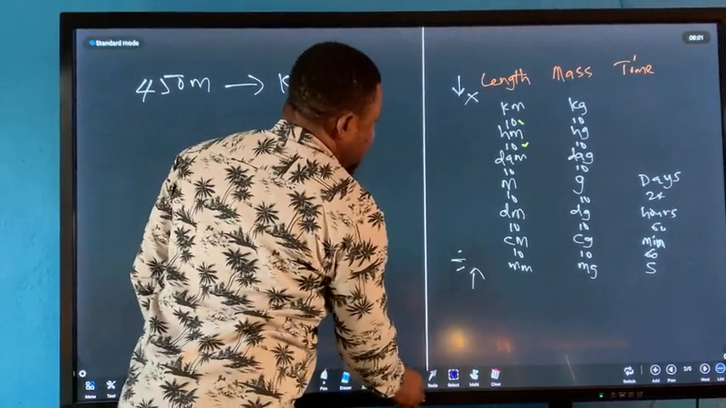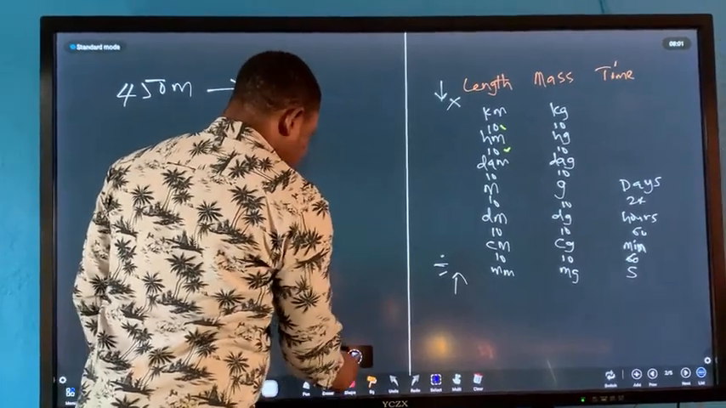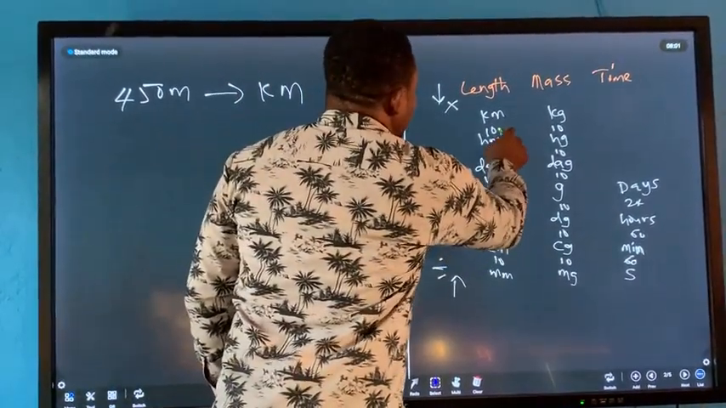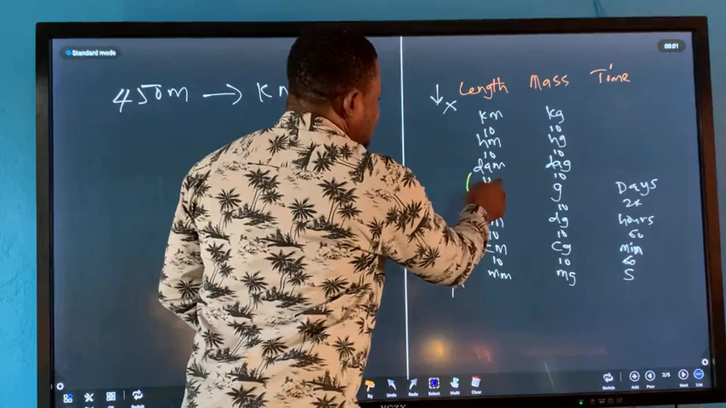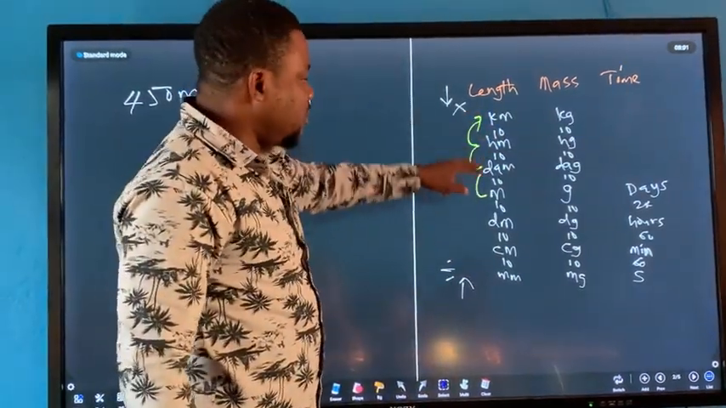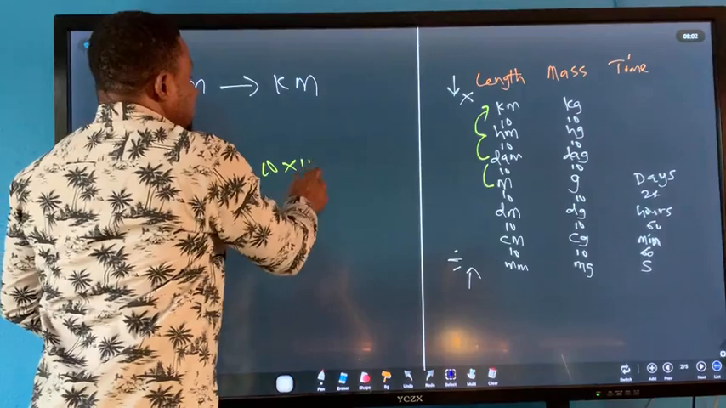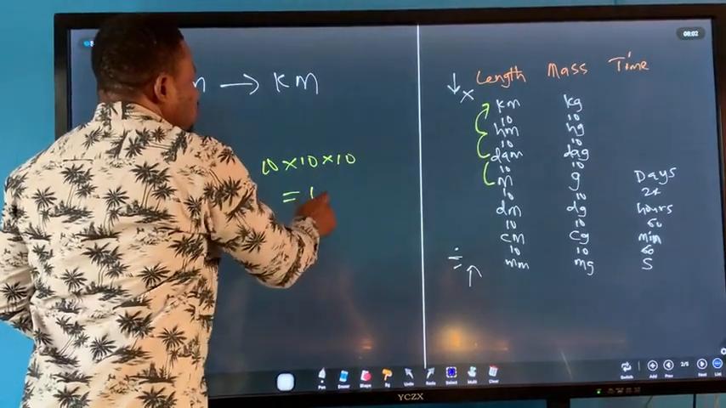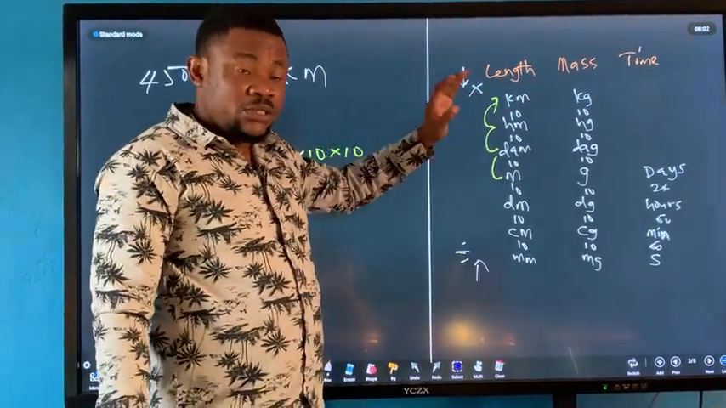Remember that's the meter. I'm going to pass from here, I'm passing 10, another 10, and what now, to get kilometers? I pass how many times now? 3 tens. So 10 times 10 times 10 gives me what? 1,000. That's the conversion factor from meters to kilometers. Is that okay?